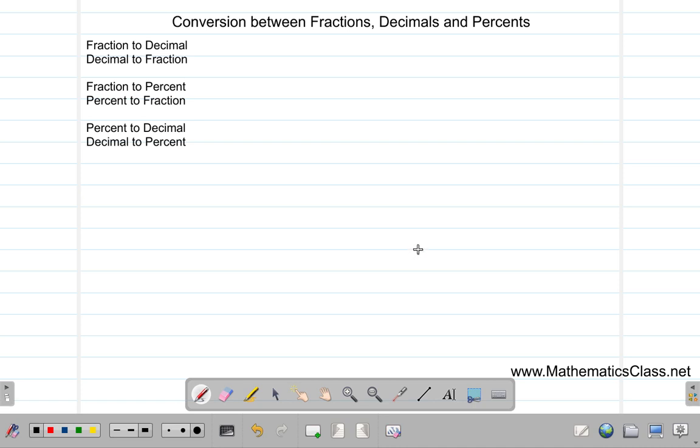In the previous video, we did look at fraction, decimal, and percent. Right now, we're going to look at the actual conversion between fraction, decimal, and percent. So we can see what we're going on. We can look at this first. Fraction to decimal. Right?